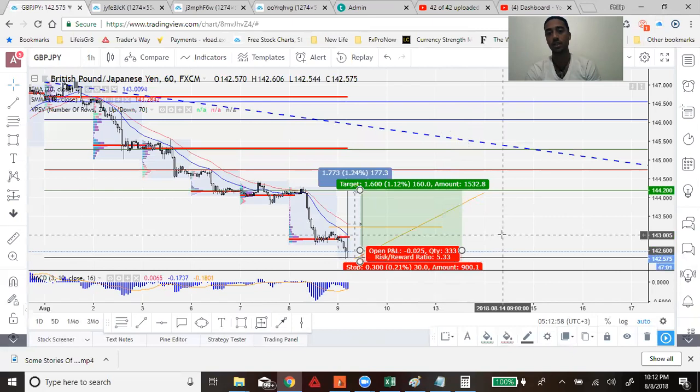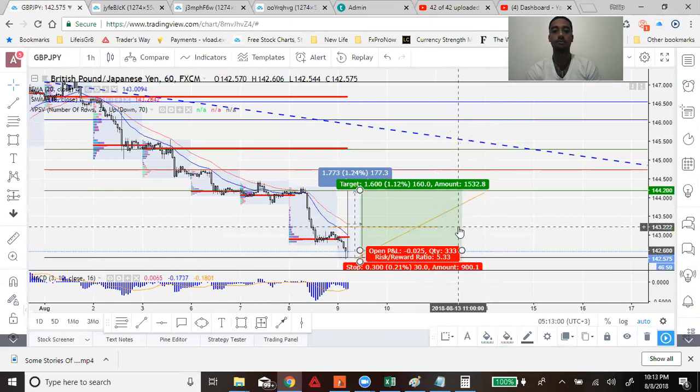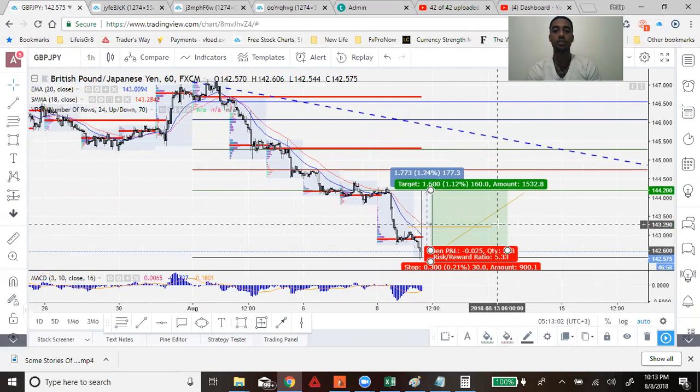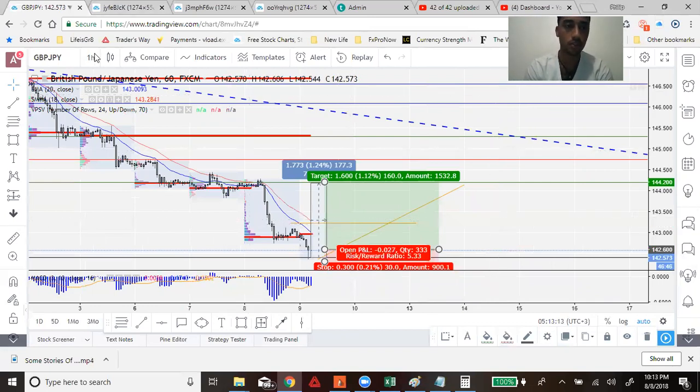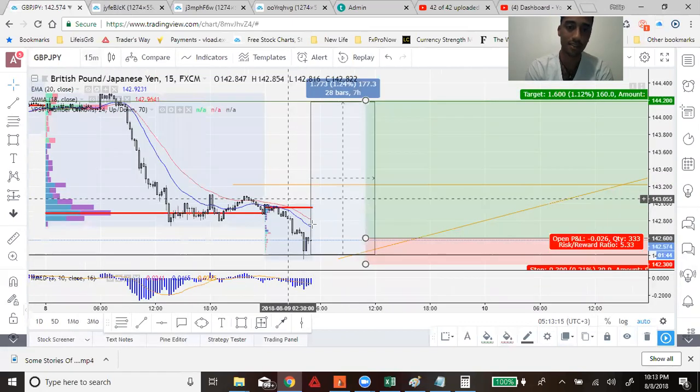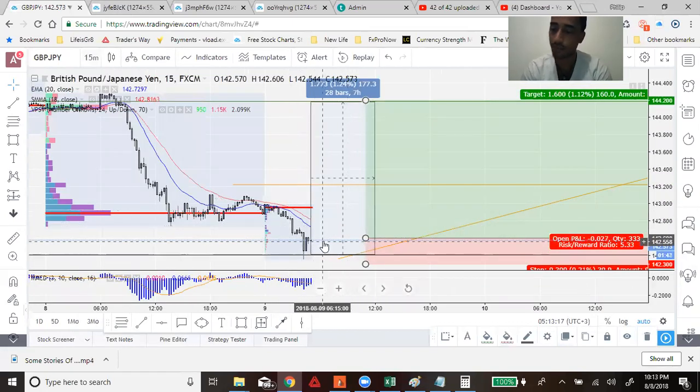Which is great. 5.33 to 1, which is not bad. If anything, I'm gonna get into that trade right now, because you never know. I really would like to see something better. But if anything, I'm just going to get in at a really low lot size, because if it doesn't work out, you lost out on a little bit. But if it does work out, you're up big.